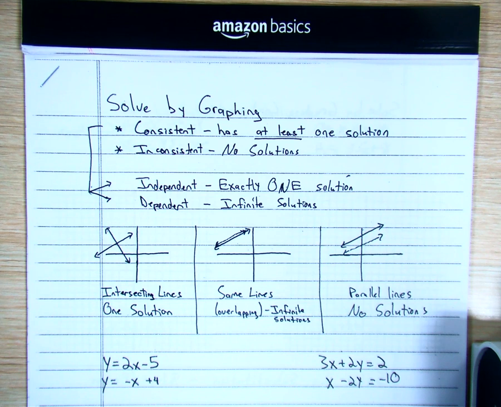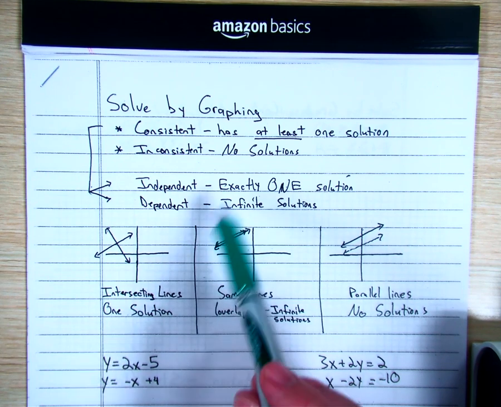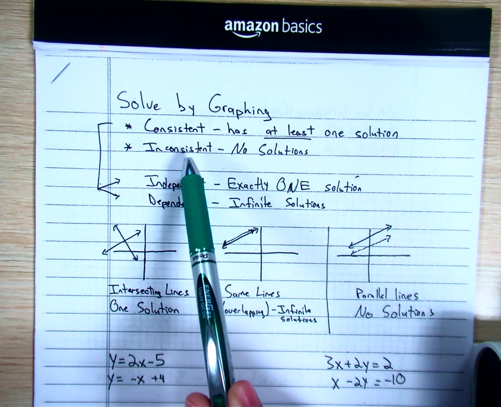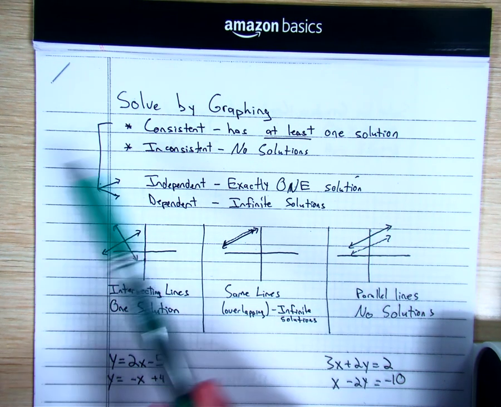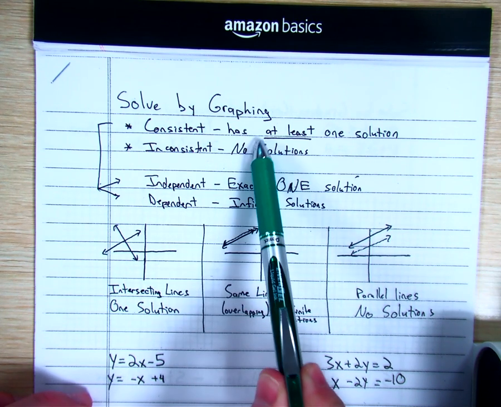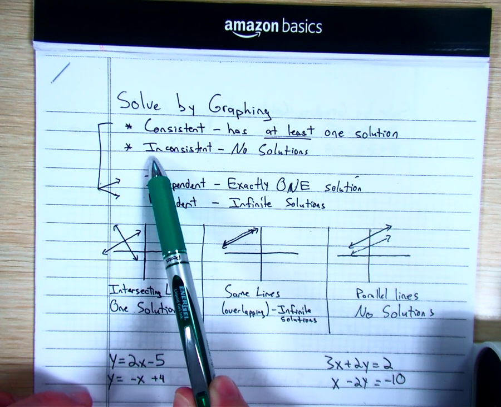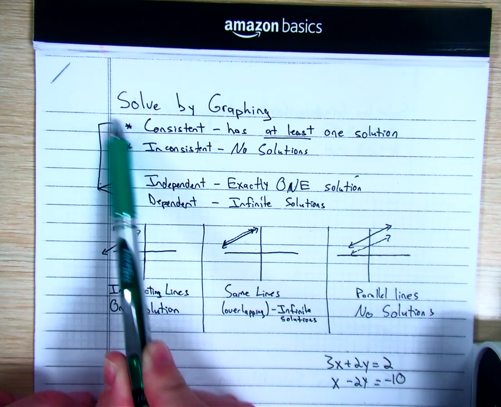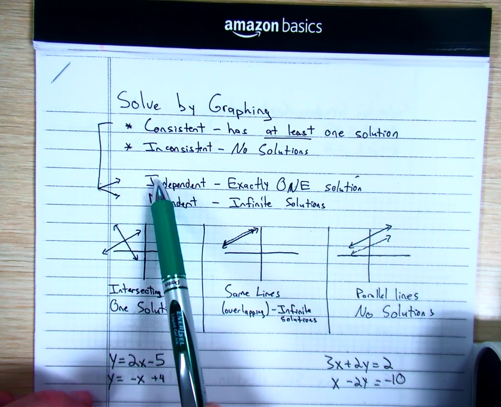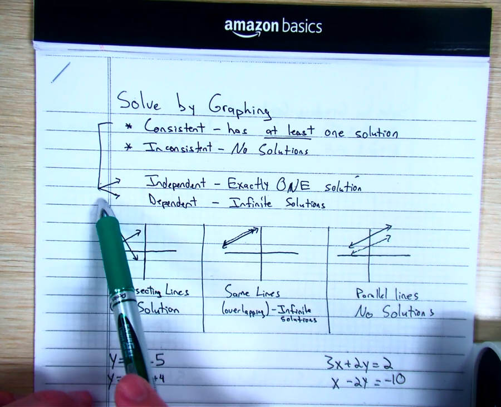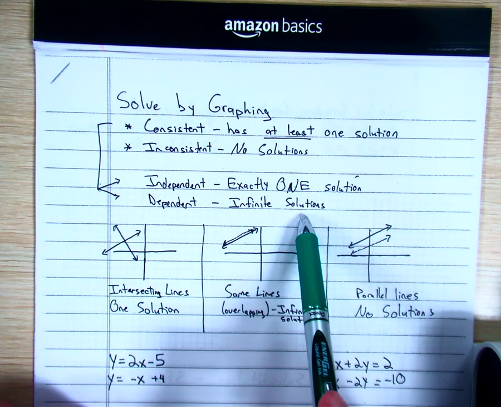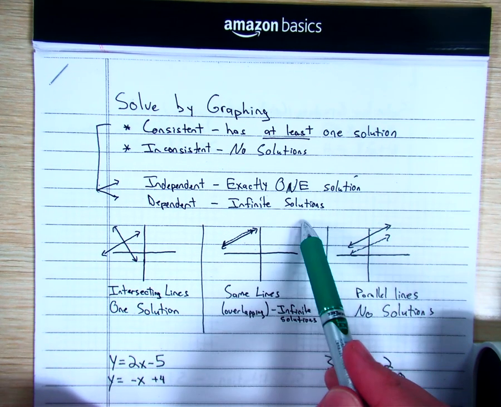Here we are with Unit 1, Lesson 2, solved by graphing and substitution. We've got some fancy words up here that might help you out on the ACT, SAT, or IO assessments. When you're solving a system of equations by graphing and it's consistent, it means it has at least one solution. Inconsistent means no solutions. If you are consistent and have at least one solution, more fun. Independent means you have exactly one solution. Dependent means you have multiple solutions, and in this case, infinite solutions when we're talking about two lines here.